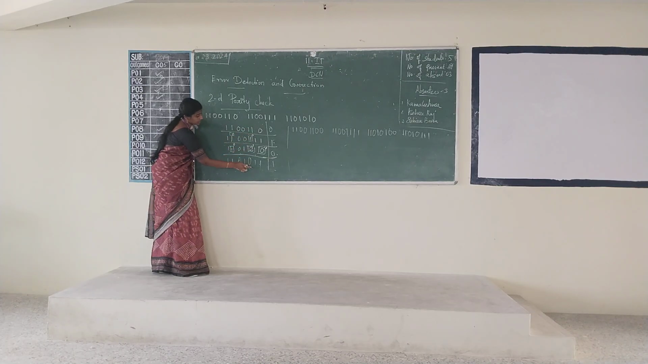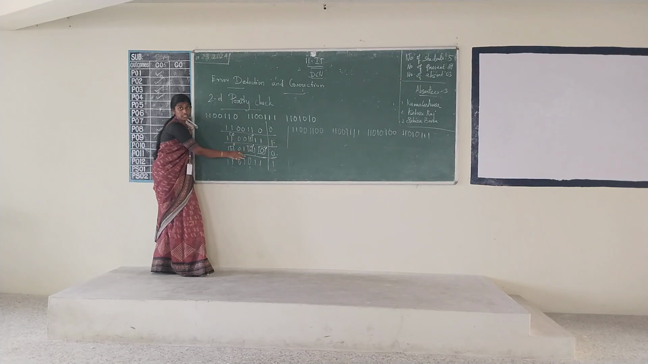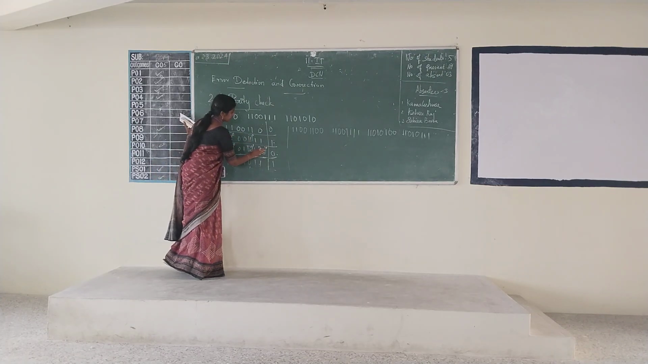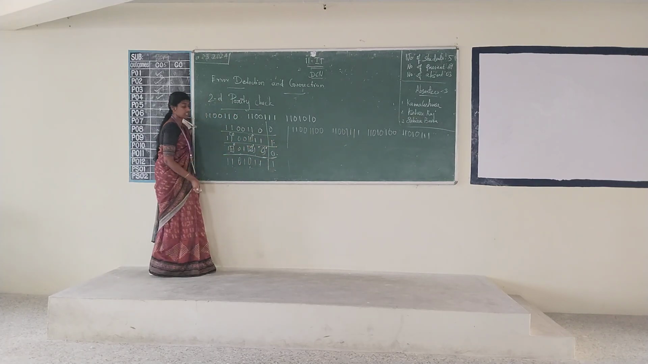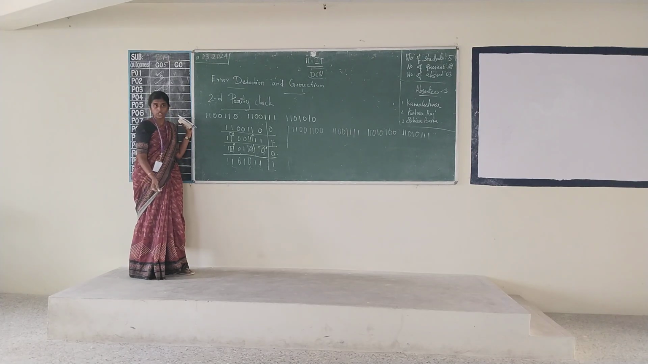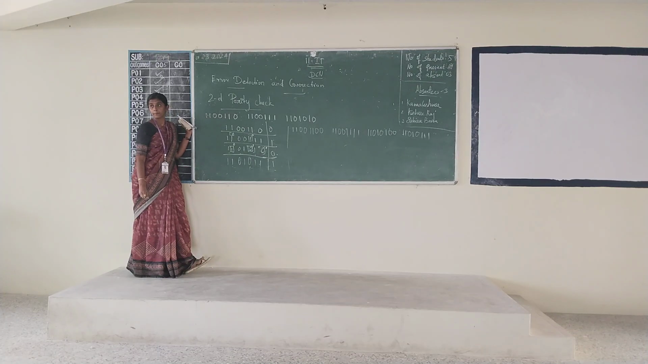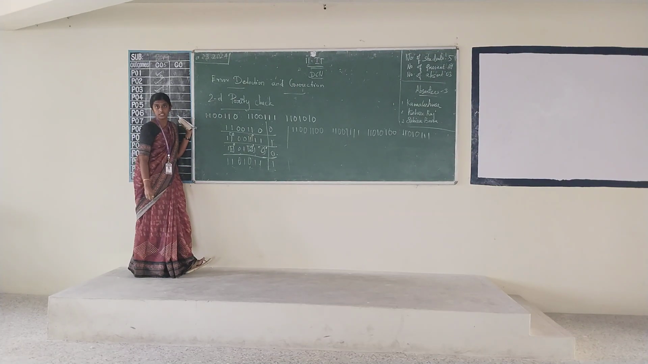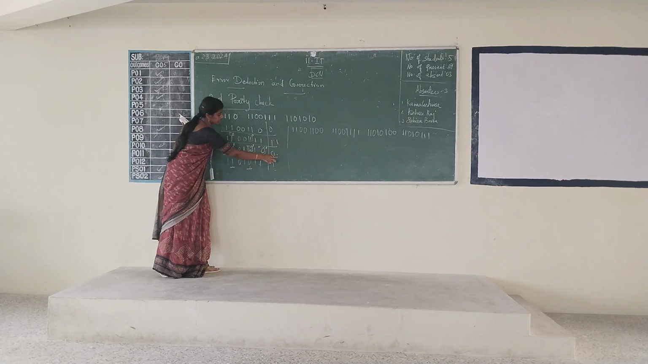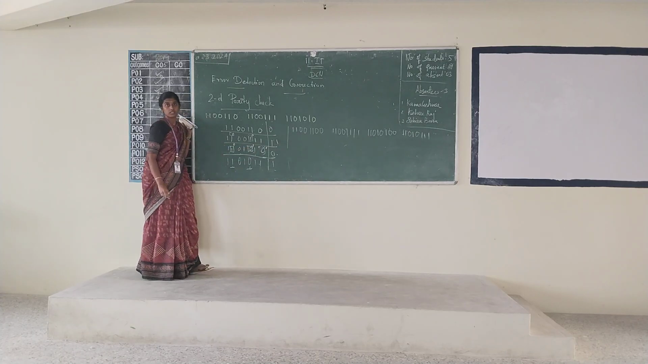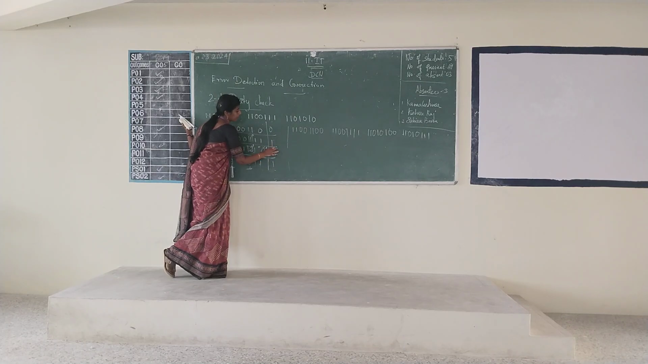In this can you find error? Because here also it has even number of ones. Can you find error in this row? Yes. You cannot find error here also. In this row? Can you find error? Here you cannot find error. Here you cannot find error. Here also you are not able to find error. In this? No. So that is the drawback here.